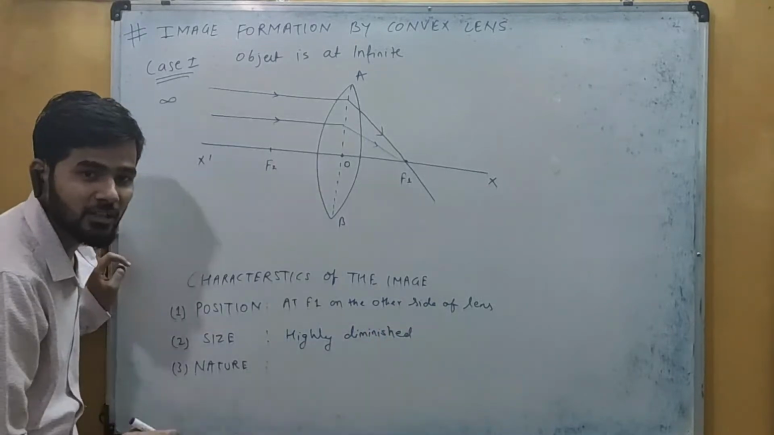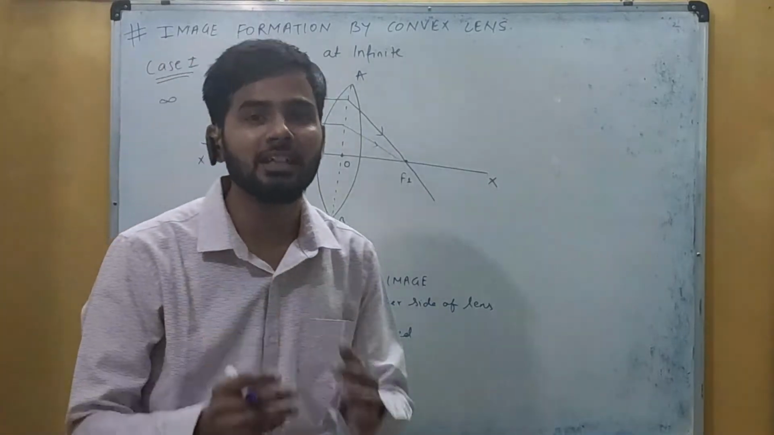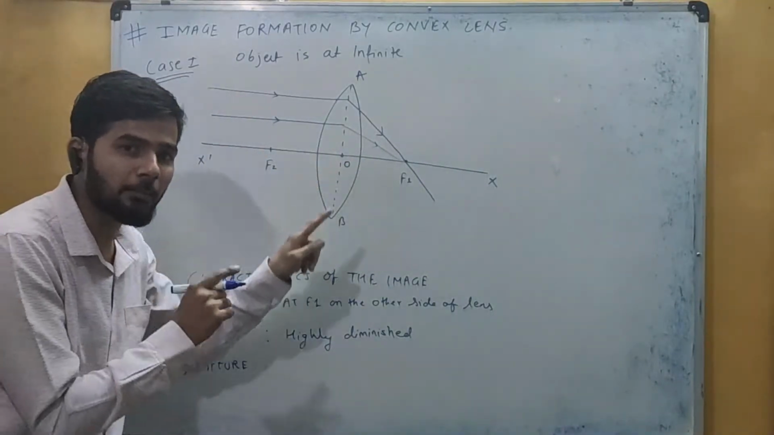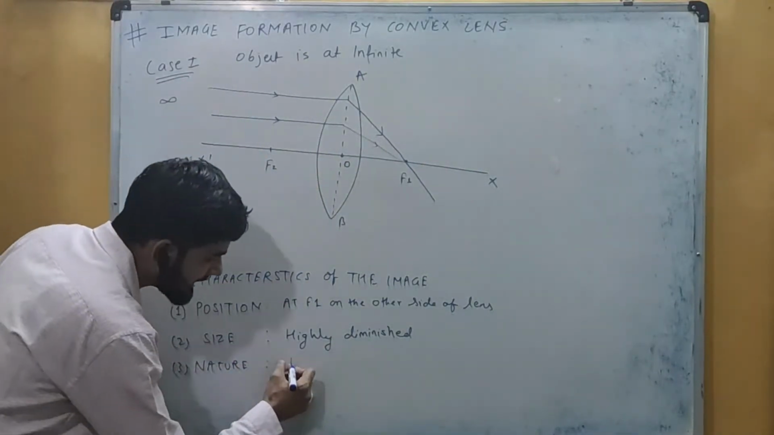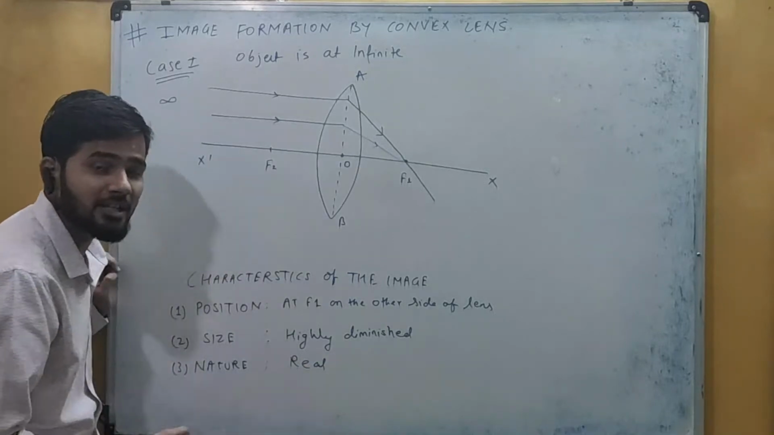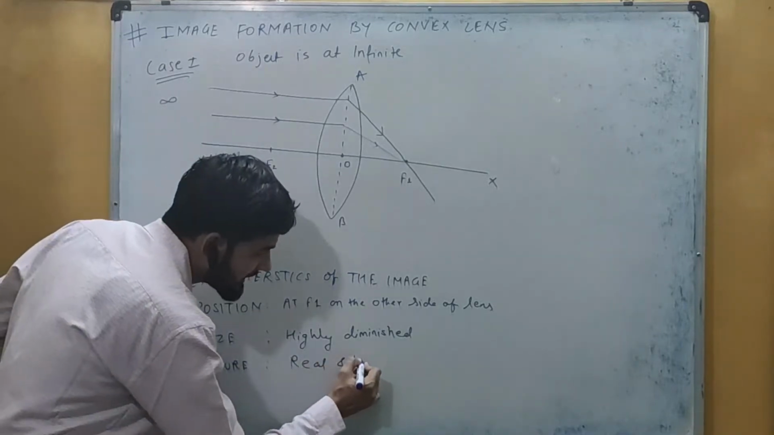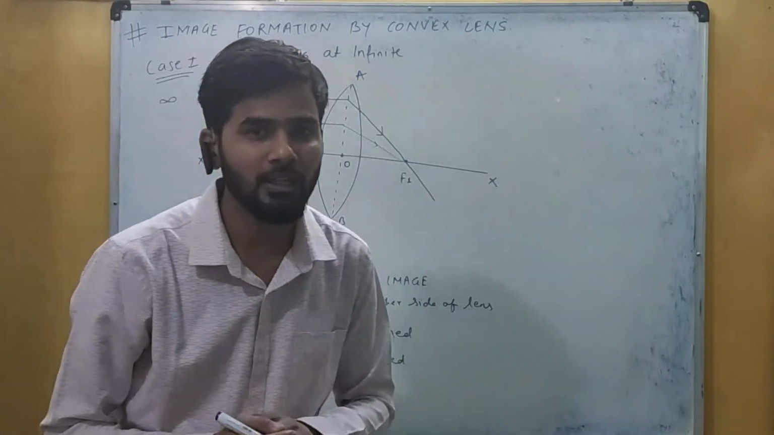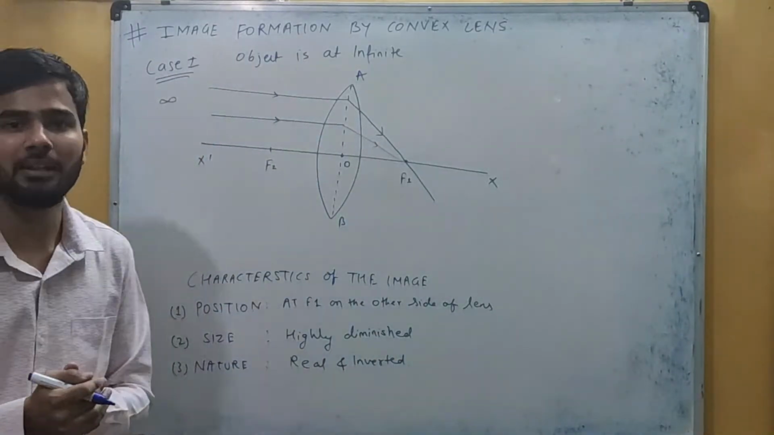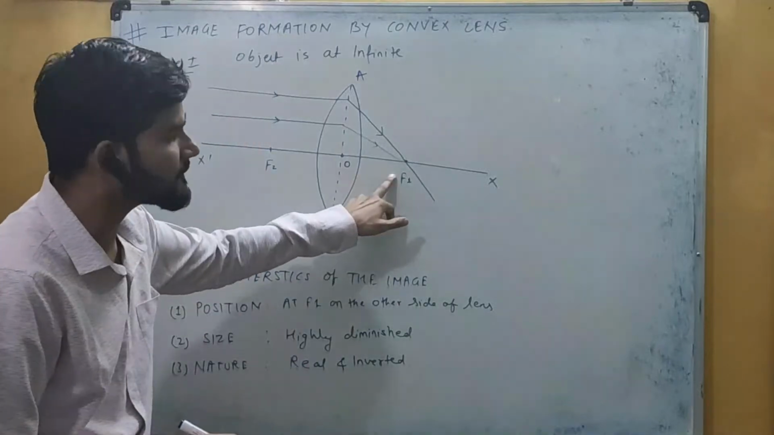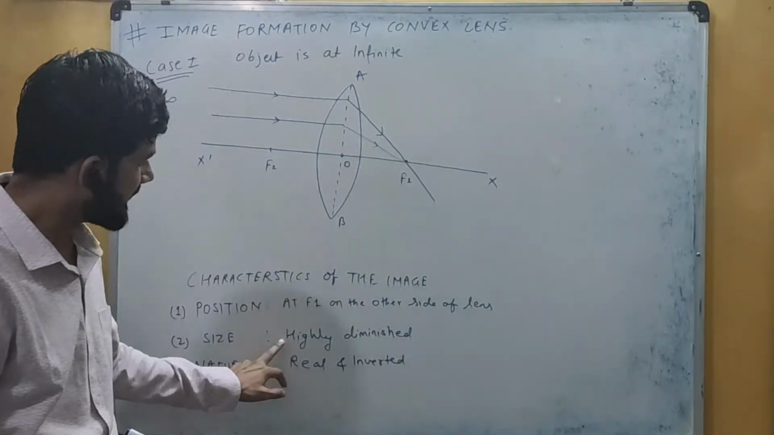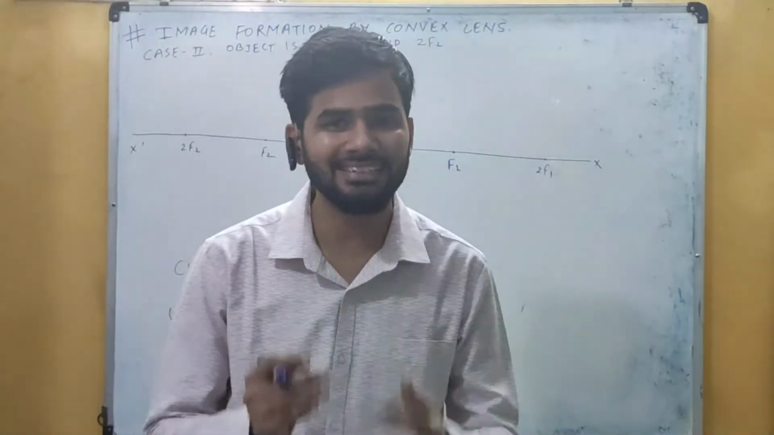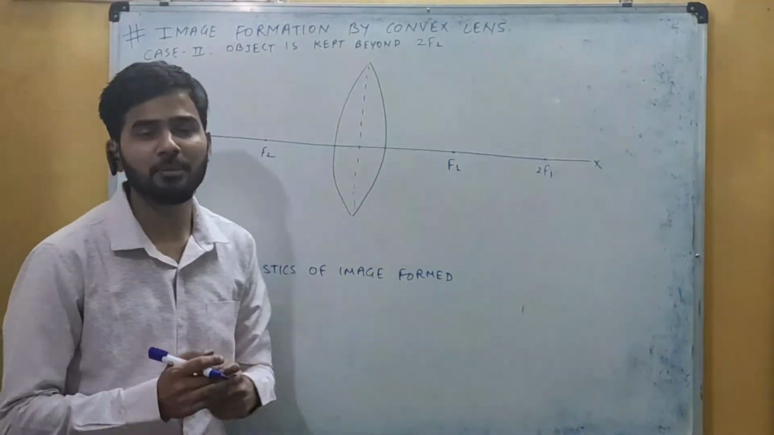Now what about the nature? Nature means whether the image formed is real or virtual. Here the light rays are actually meeting at that point. That means the image formed here is real. So we can say it is a real image, and a real image is always inverted. So it is real and inverted. So this is the case when the object is placed at infinite. In that case the image is formed at the principal focus, it is highly diminished, and it is real and inverted. Now let us consider case second, where the object is kept beyond 2f2.